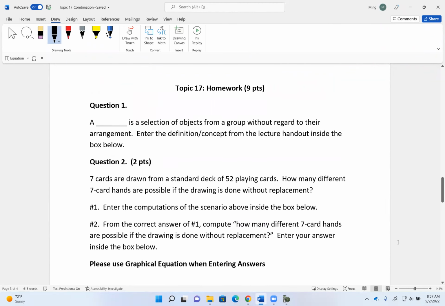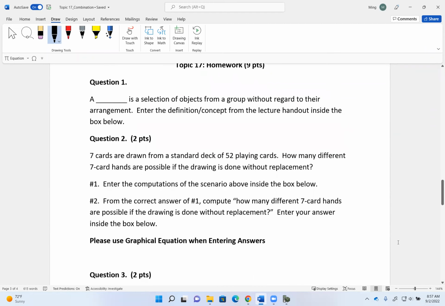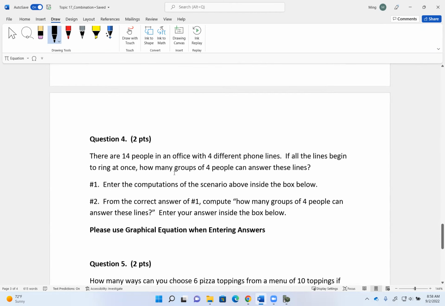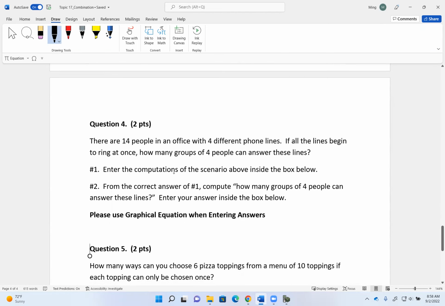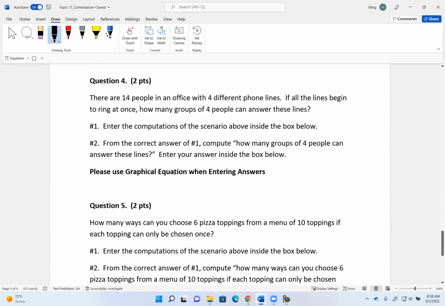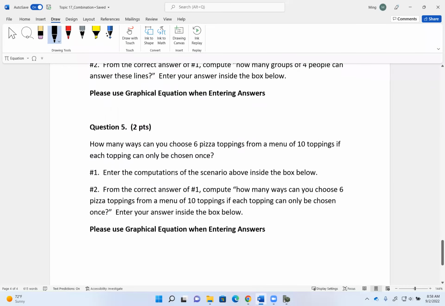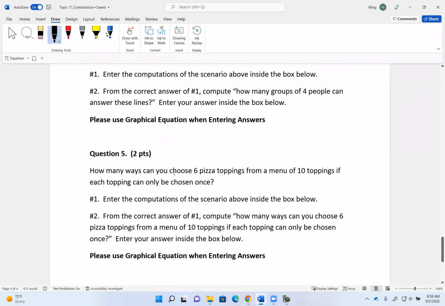All right, question number 1 on the homework is from the handouts. Okay, so this is 7 cards are drawn instead of 4. 12 heads. Okay, so this is similar to the one I just did. All right, 14 people in the office with 4 different phone lines, very similar. And question number 5 is choosing 6 toppings from 10 of them. Okay, so very similar to the one I just did.